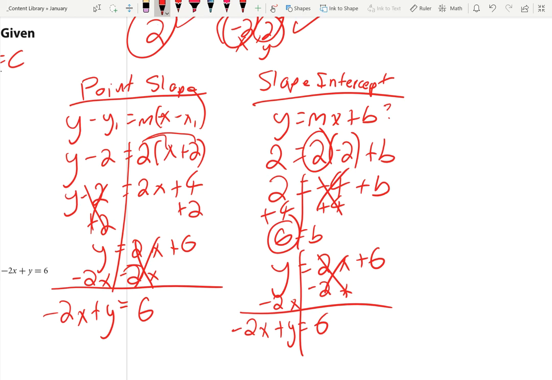I'd say the point-slope form is a little less confusing. Slope-intercept form is a bit confusing because what we're really doing is plugging in the slope and the point and finding out what b is. And then I'm plugging that 6 value in for that b value, and then I'm rearranging the equation. So it can be a little confusing, slope-intercept, but it still works.